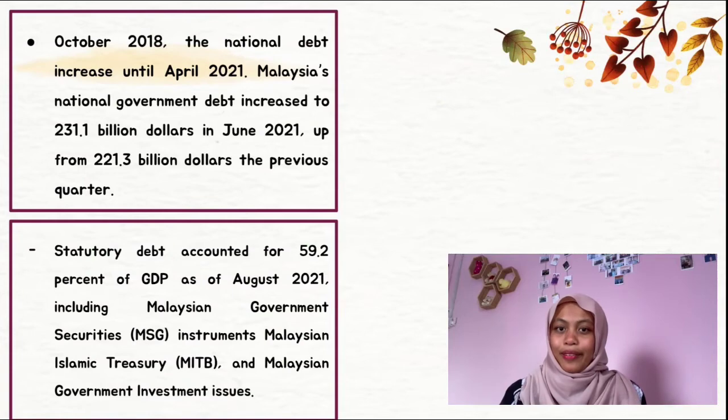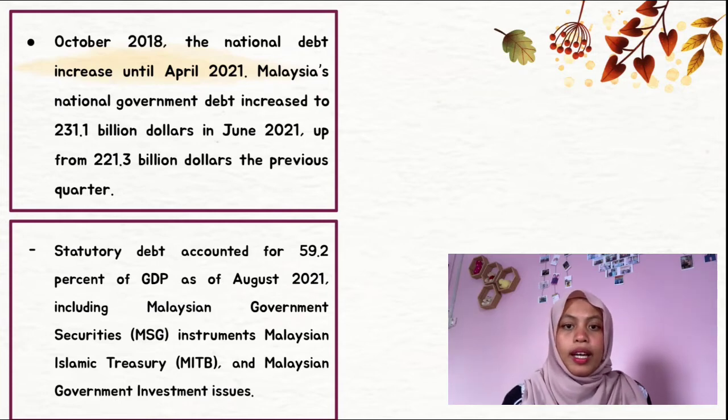National debt of Malaysia. From the chart, we can see that starting from October 2018, the national debt increased until April 2021. Malaysia's national government debt increased to $231.1 billion in June 2021, up from $221.3 billion the previous quarter. At the end of August 2021, Deputy Finance Minister 1, Muhammad Shah Abdullah, stated that the national debt stood at RM 965.3 billion or 63.3% of gross domestic product.